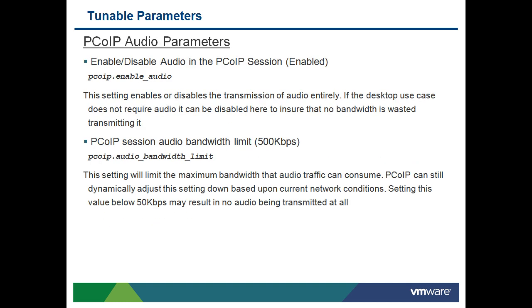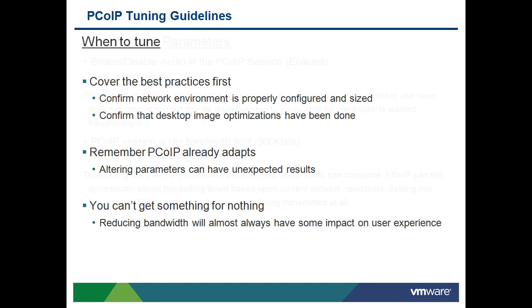And then audio parameters. The first option will completely enable or disable audio. So if you have a use case where audio is not required, it's probably safest just to disable it outright, and then you never have to fear that any bandwidth will be consumed by audio. If you do have to have audio, you can set a limit on that. And the second setting, we'll call that out. The default is 500 kilobits per second, which is actually rather high. So I definitely recommend if you have to provide audio, that you tune that setting out of the gate and reduce that quality. So let's move into some tuning guidelines.